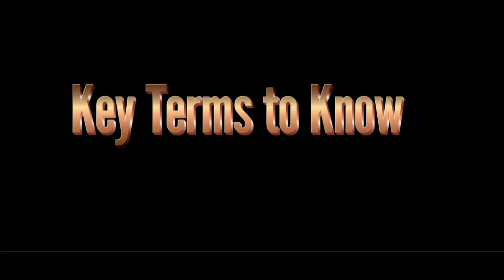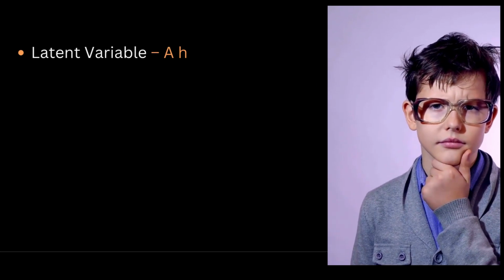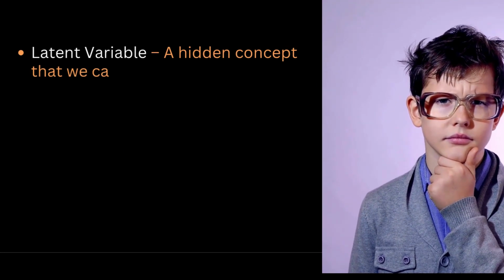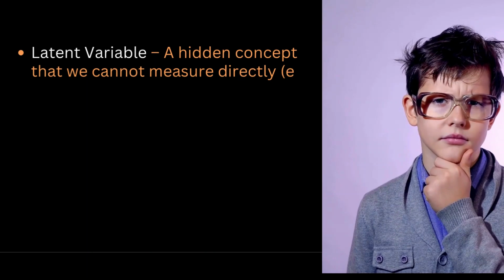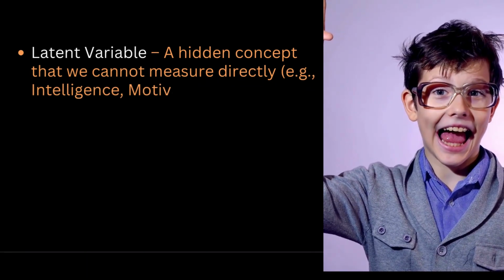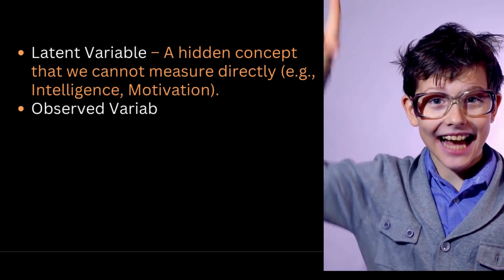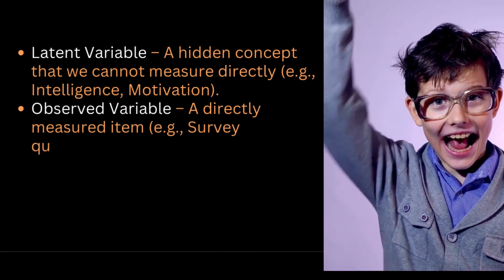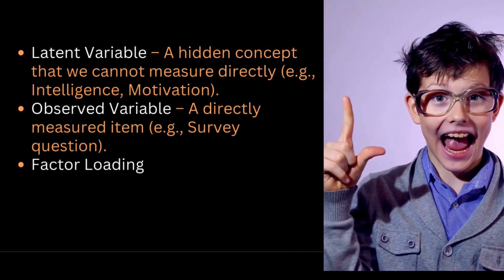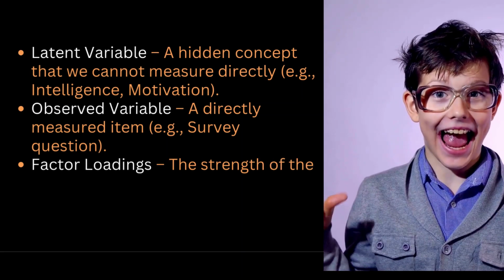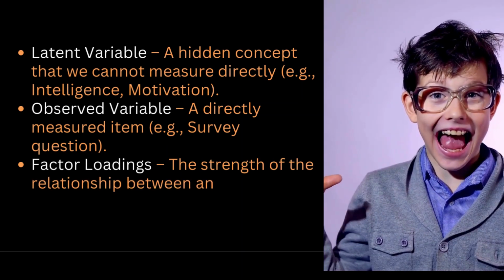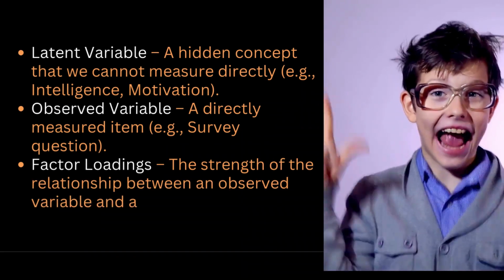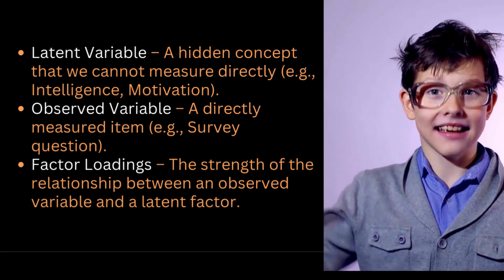So here are the key terms we should know about CFA and even SEM models. The first is the latent variable, a hidden concept that we cannot measure directly. For example, intelligence, motivation, etc. Observed variable, a directly measured item, for example the survey questions, which are responded on a 5-point Likert scale, for example. Factor loadings, the strength of the relationships between an observed variable and a latent factor.